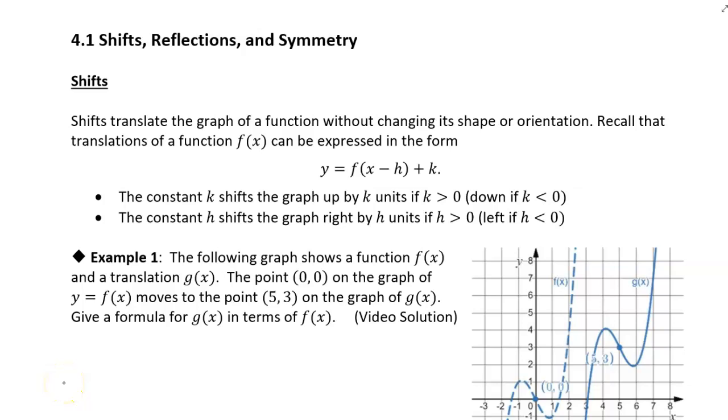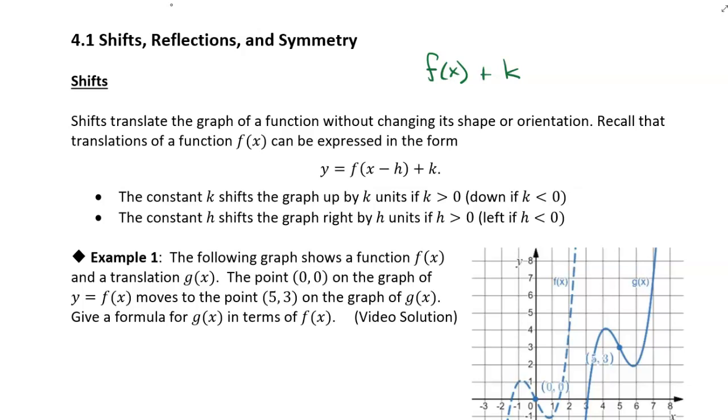All right, today we're going to revisit shifts, and we're also going to talk about reflections and symmetry of functions. If you recall back in chapter 1, we looked at horizontal and vertical shifts to a function. If you take a function, let's say f of x, and you add something to the output of that function, it's going to shift the function up or down, depending on the sign of this k value that we're adding to it. So if k is positive, we would shift it up.